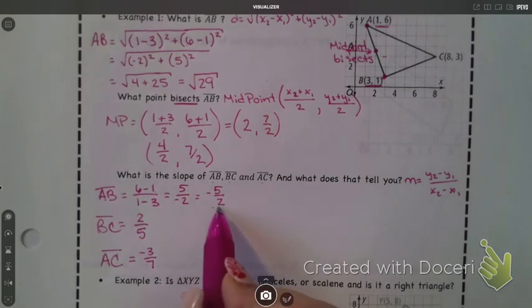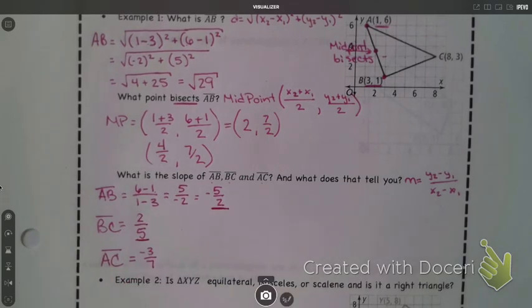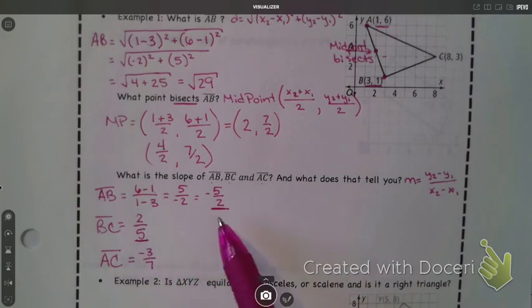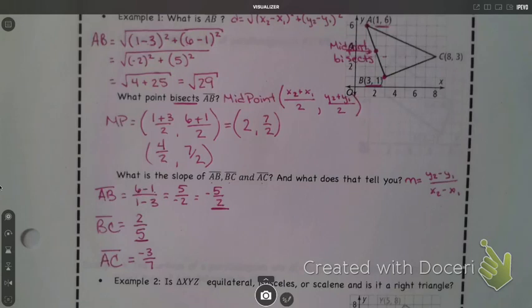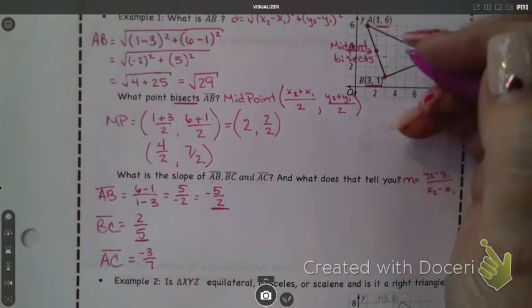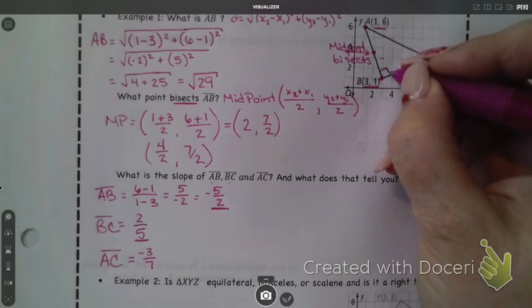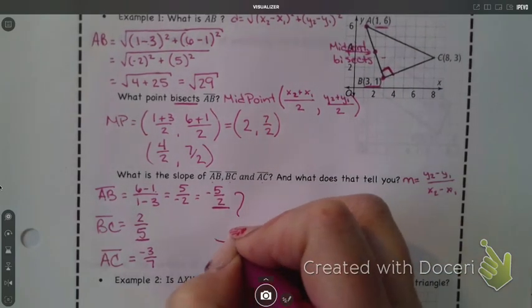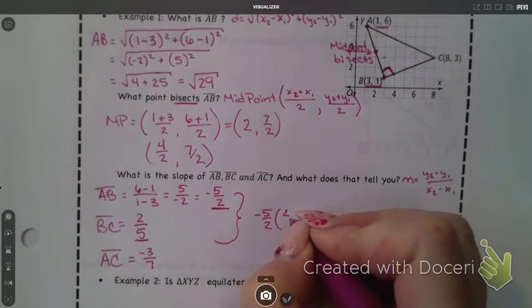Well, but guys, I have a slope of negative 5 halves and a slope of 2/5. What's the relationship with those slopes? They're reciprocals, and one is negative and one is positive. So when I have reciprocal negative slopes, what are the two lines? They're perpendicular, which means they meet at a 90-degree angle. So this is a right angle. So this is a right triangle.